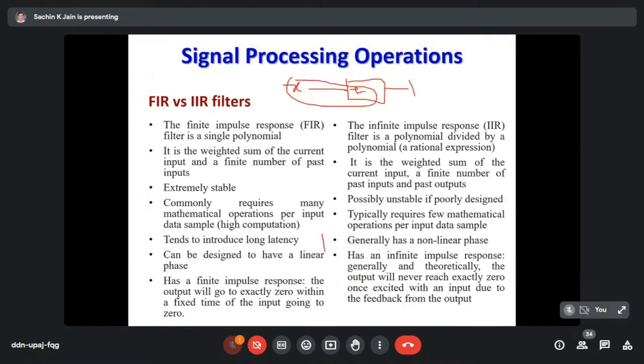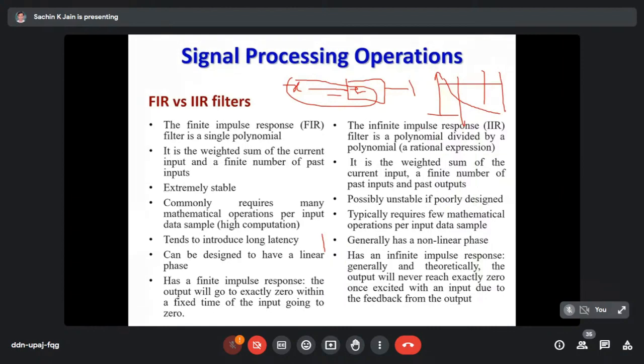So in case of finite impulse response, if you give just an impulse to this input signal, then the output response will decay down like this. That is known as finite impulse response. But in case of infinite impulse response, your response will be like this for an IIR filter. Both have their own pros and cons.